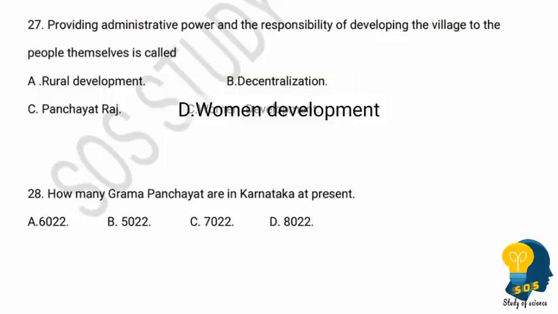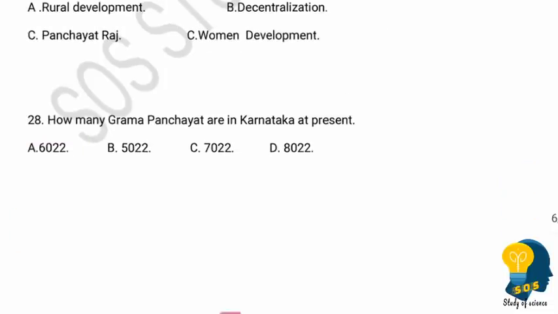How many Gram Panchayats are in Karnataka at present? The options are A. 6022, B. 5022, C. 7022, D. 8022. And the right answer is A. 6022.